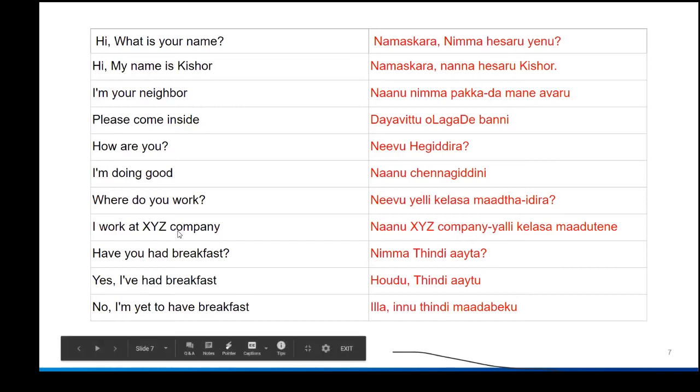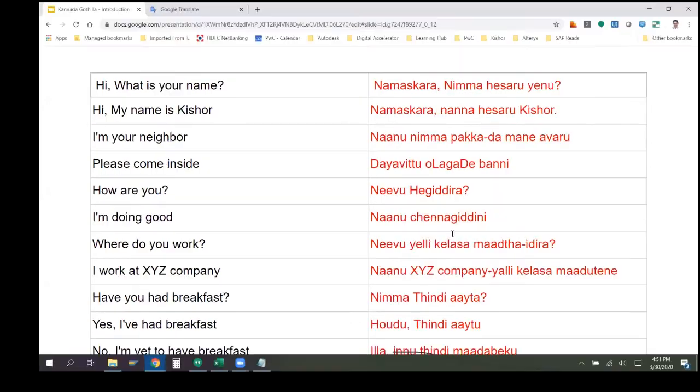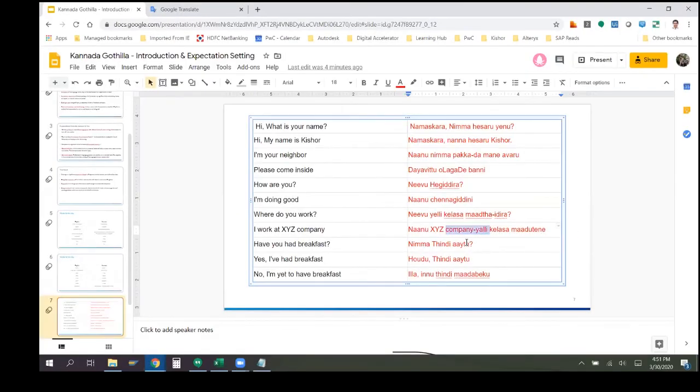I work at so-and-so company. ನಾನು XYZ company ಯಲ್ಲಿ ಕೆಲಸ ಮಾಡುತ್ತೇನೆ. Now, there is a suffix that is put at the end of this word to say that I am working at this company. So I would say ನಾನು PWC ಯಲ್ಲಿ ಕೆಲಸ ಮಾಡುತ್ತೇನೆ. This is not a mandatory word. I could say ನಾನು XYZ ಯಲ್ಲಿ ಕೆಲಸ ಮಾಡುತ್ತೇನೆ.